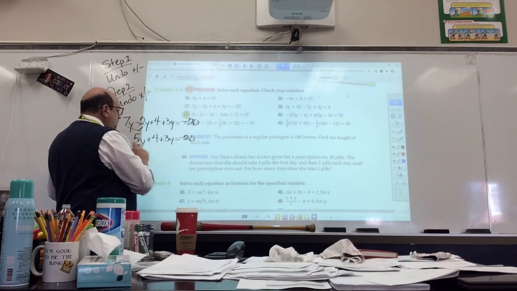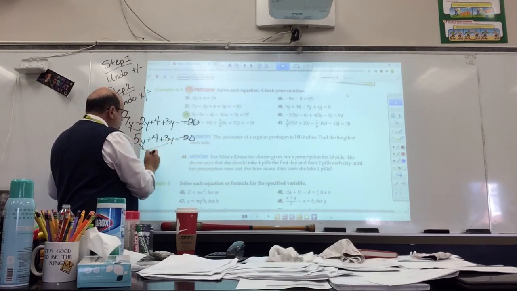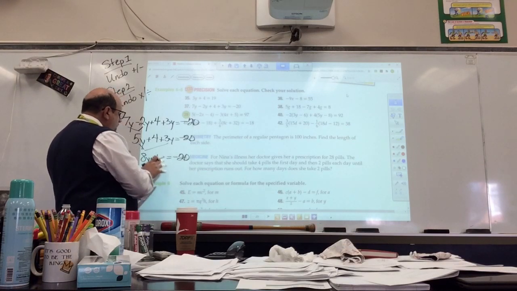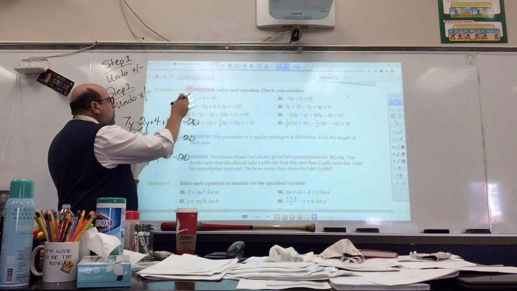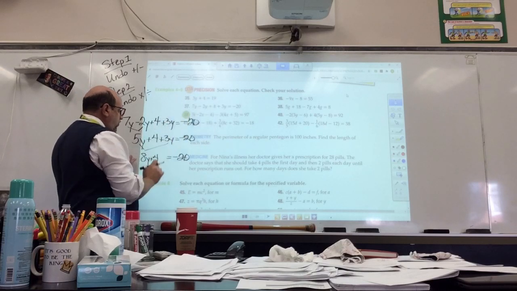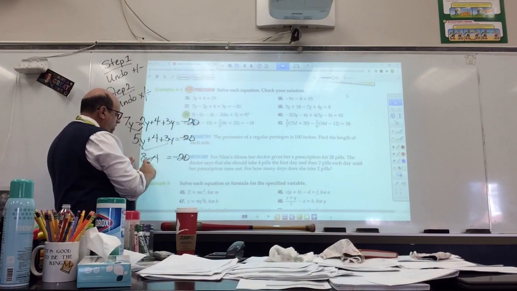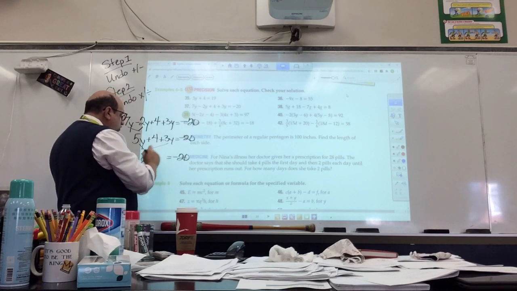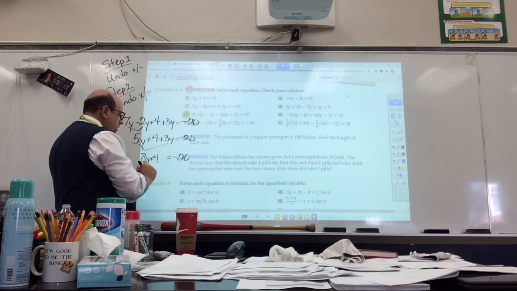And I have another couple y terms that I need to put together. So I'm going to put 5y and 3y together. I'm going to get 8y plus 4 equals negative 20. Now I've gotten myself to where I can solve a two-step equation. I have 8y plus 4 equals negative 20, and now I can undo my addition, right?